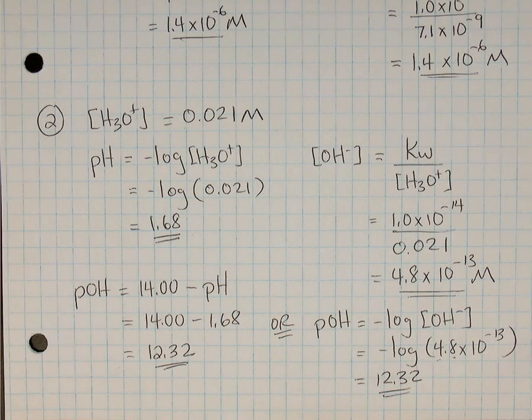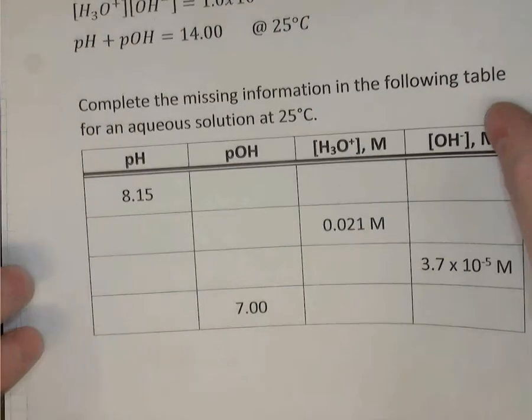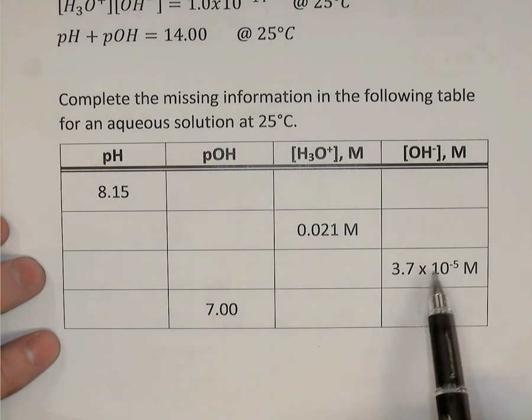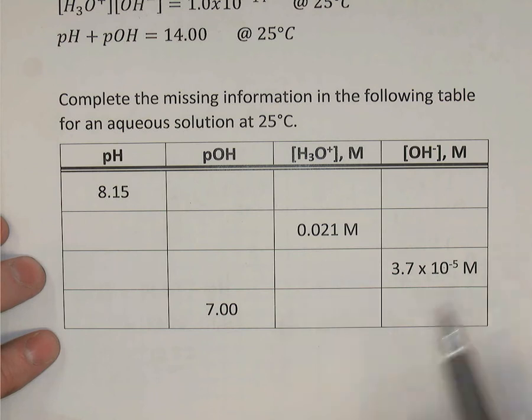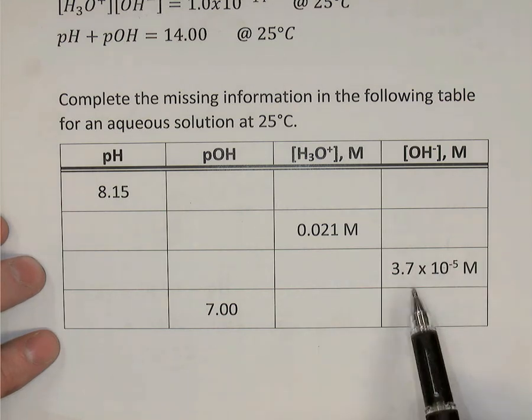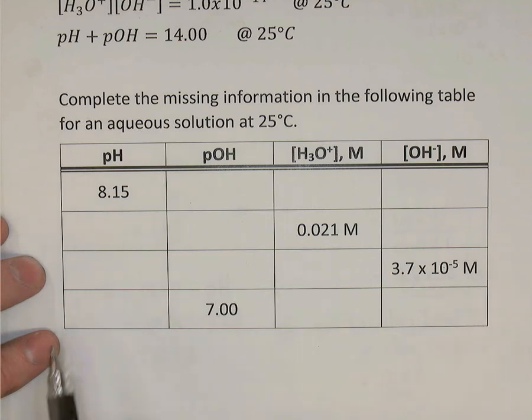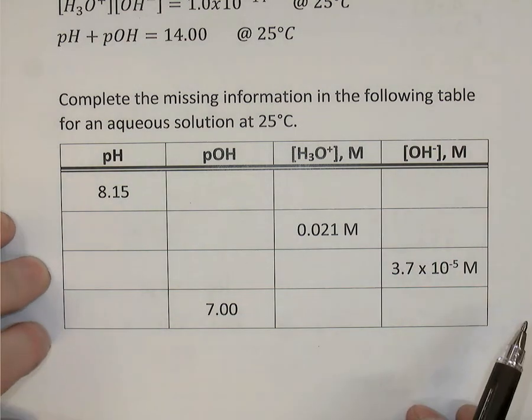Alright, if you think you know what you're doing now, pause this video and try the next two on your own, and then play the video to see how you did. So the hydroxide concentration is 3.7 times 10 to the minus 5. Go find the other three quantities. And the pOH is 7.00. Go find the other three quantities.